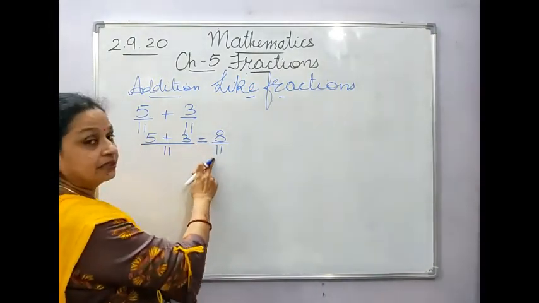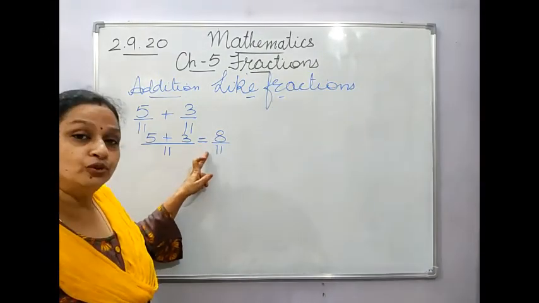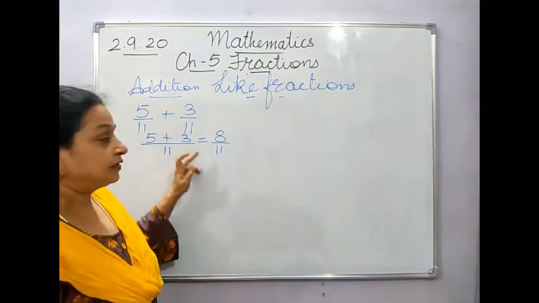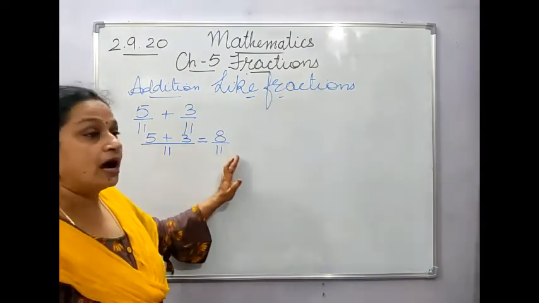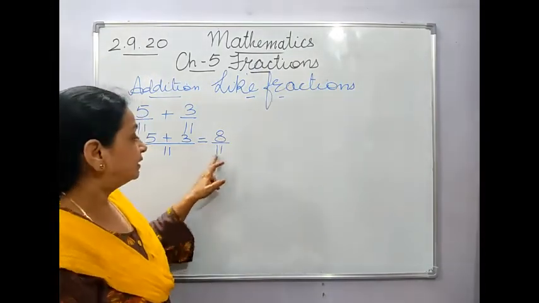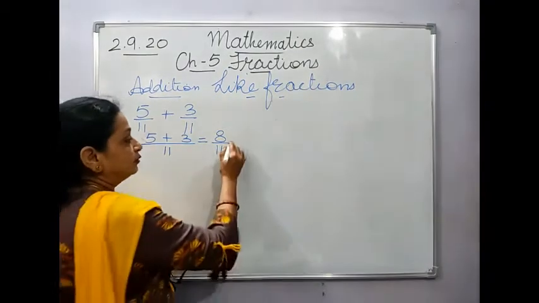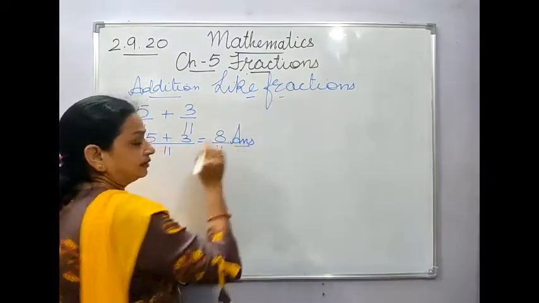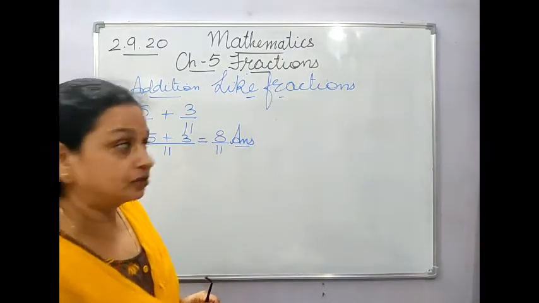Now after this, you will see whether this fraction is in reduced form or you have to reduce it. If it is not in the lowest form, you have to reduce it. See, 11 is an odd number. That means this is in reduced form or the lowest term. A similar method is used in subtraction also.